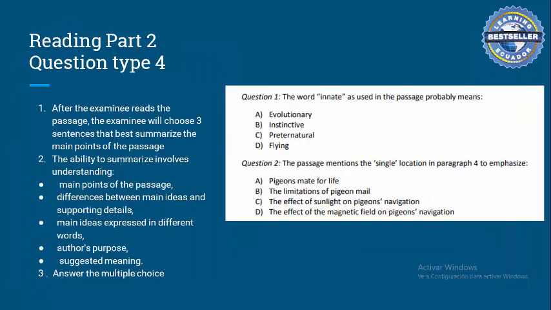Okay. Let's go on. Question type 4 for the reading part 2. It says, after you read the passage, you will choose 3 sentences that best summarize the main points of the passage. So you have to summarize the passage with 3 sentences. And to do this, the ability to summarize involves understanding main points of the passage, differences between main ideas and supporting details, main ideas expressed in different words, author's purpose, and suggested meaning.